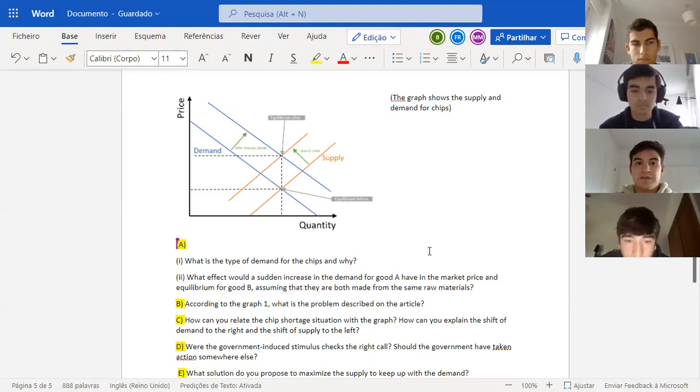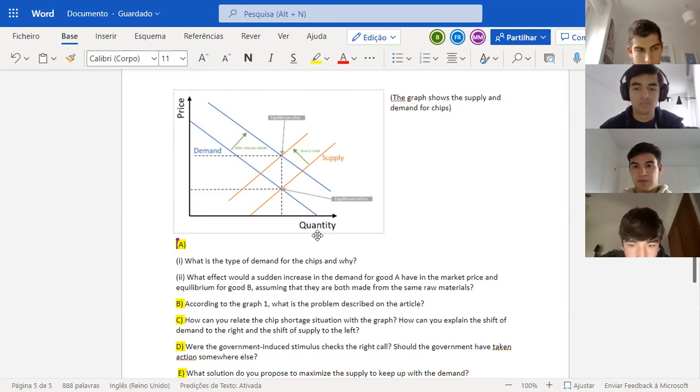Second, what effect would a sudden increase in demand for good A have in the market price and equilibrium for good B, assuming that they are both made from the same raw materials? Our answer: a sudden increase in demand for good A would result in a decrease in the factors of production for good B, meaning that the supply would decrease. This means that the market price would go up and the equilibrium quantity would decrease.